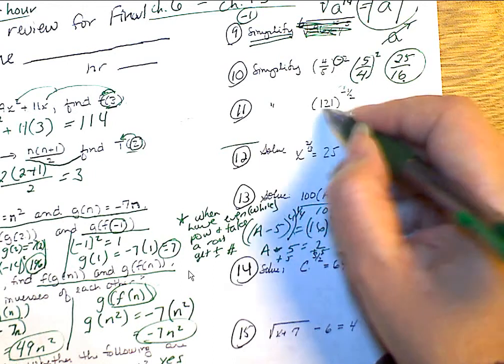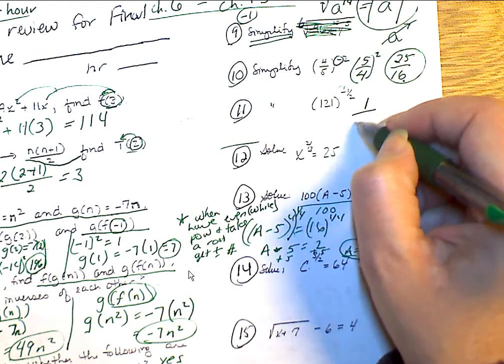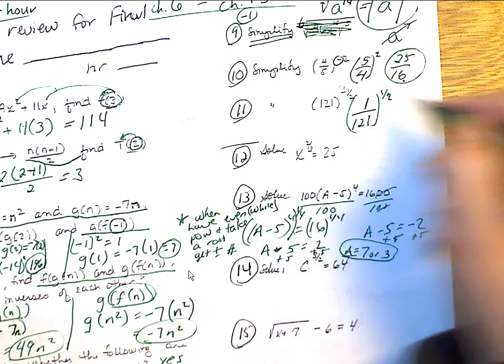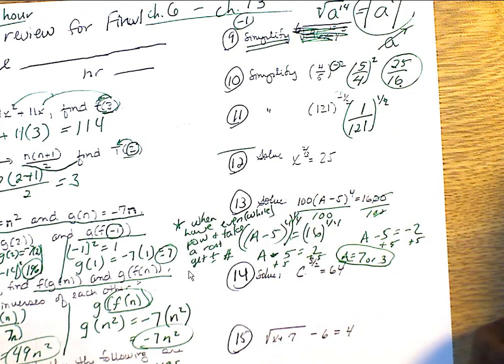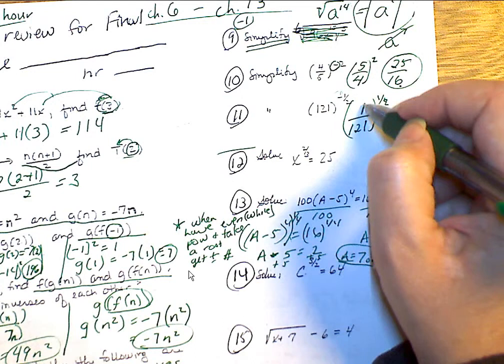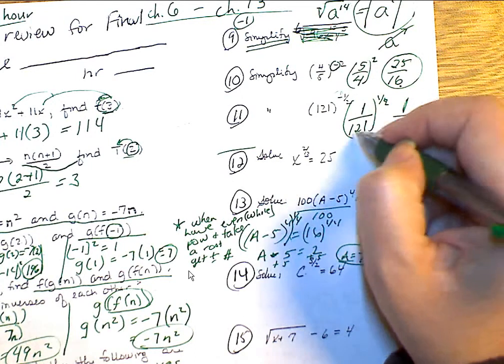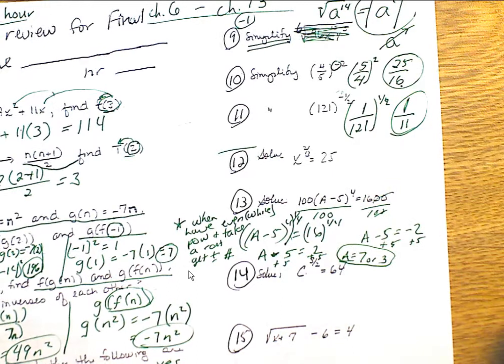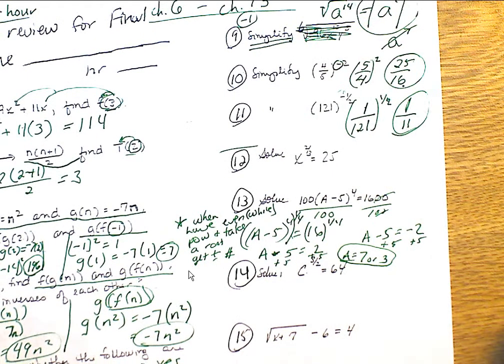On this one, the first thing you do is you take that negative, so it flips it, so I have 1 over 121, and then I take it to the 1/2, which means the square root. So the square root of 1 is 1, and the square root of 121 is 11. If you're doing it with your calculator, make sure you put math fraction.